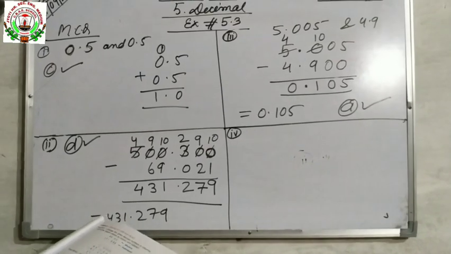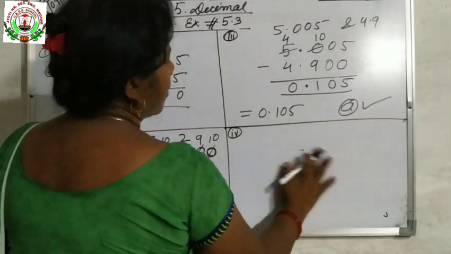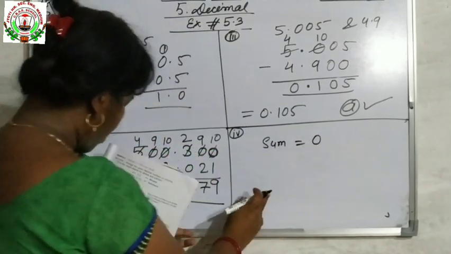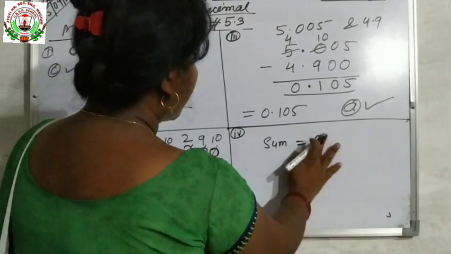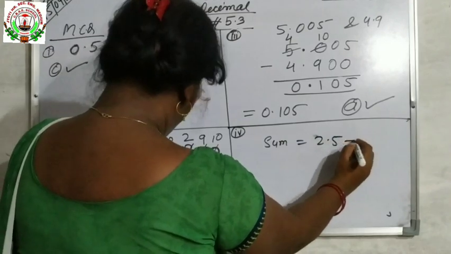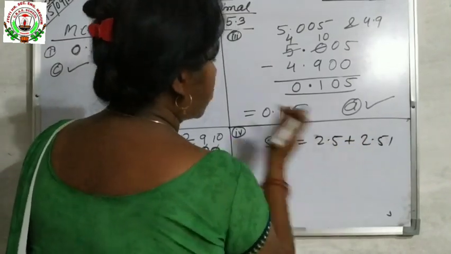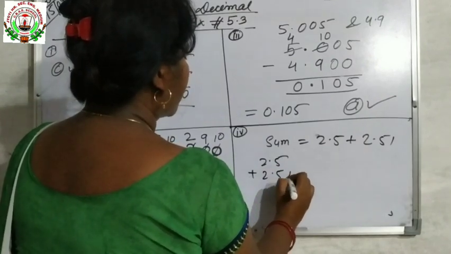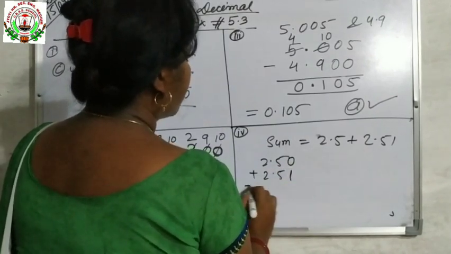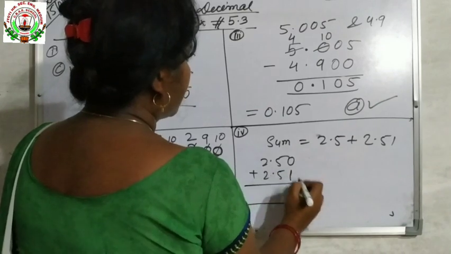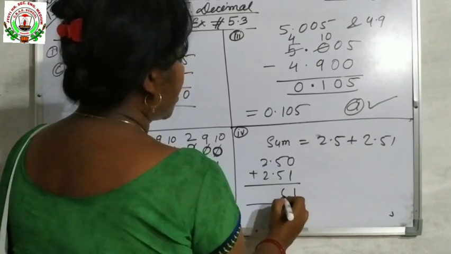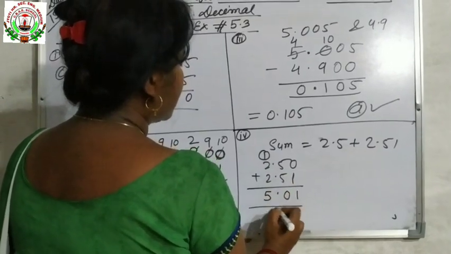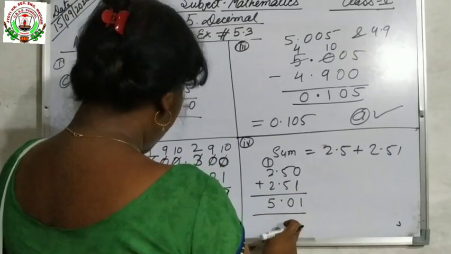Subtracting the sum of 2.5 and 2.51. First we will find out the sum of 2.5 and 2.51. So first we will add it. 2.5 plus 2.51. Here no number is there, so we will put 0 and now add. 1 plus 0 is 1, 5 plus 5 is 10, 0 and 1 carry, 2 plus 2 is 4, 4 plus 1 is 5. So our sum is 5.01.